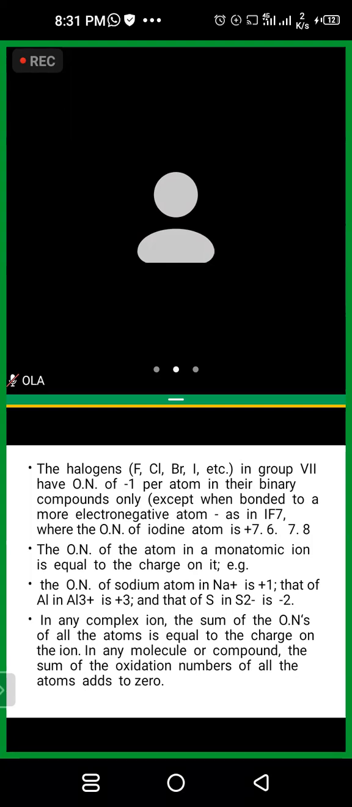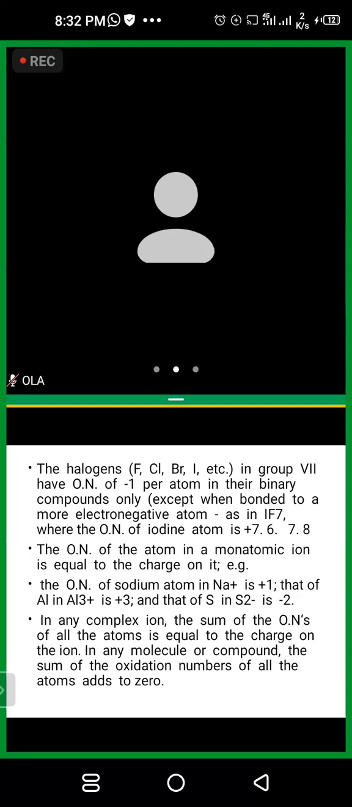For any complex ion, the sum of the oxidation numbers of all the atoms is equal to the charge on the ion. And for any molecular compound, the sum of the oxidation numbers is equal to 0. Now, what do you mean by this? Say you have a charged group, also called a radical. I believe we talked about this before.